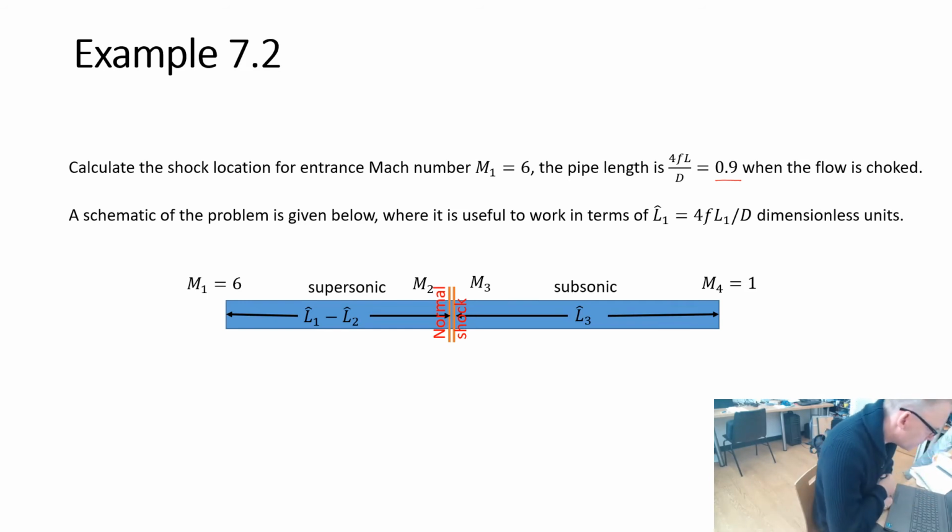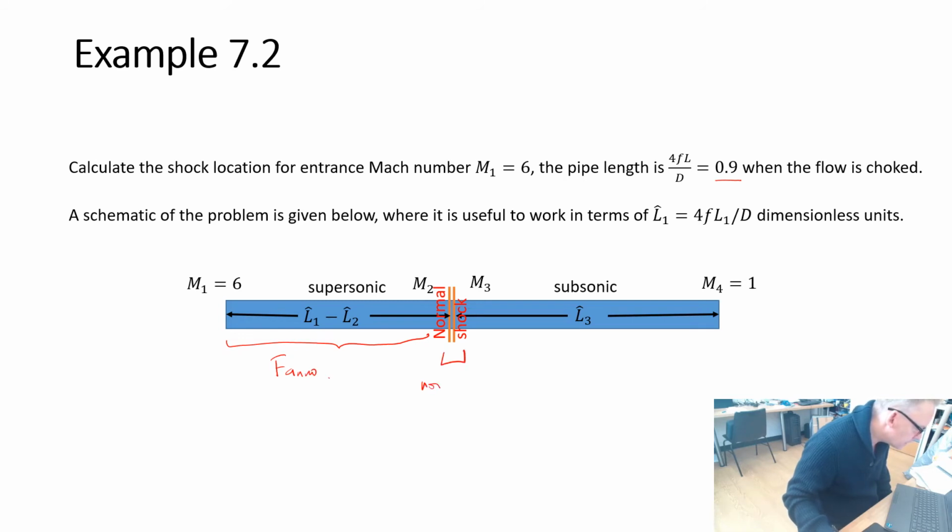And what we're going to find is that one portion of the pipe is supersonic, and so the Fanno flow is going to apply on that particular section. Then we're going to match it with a normal shock analysis, and then we're going to have a subsonic Fanno flow model.